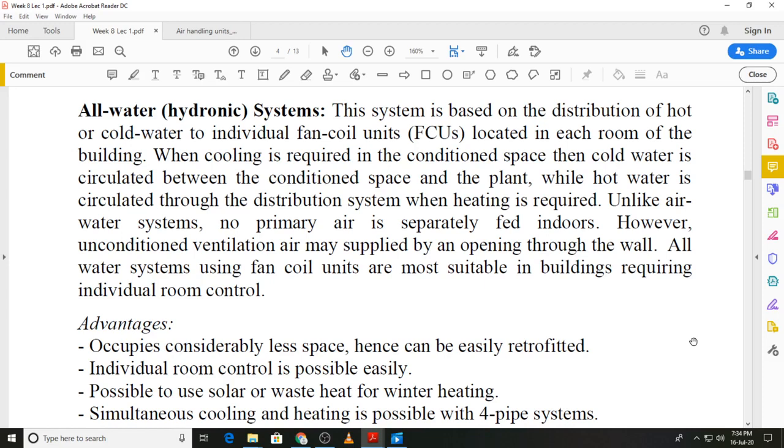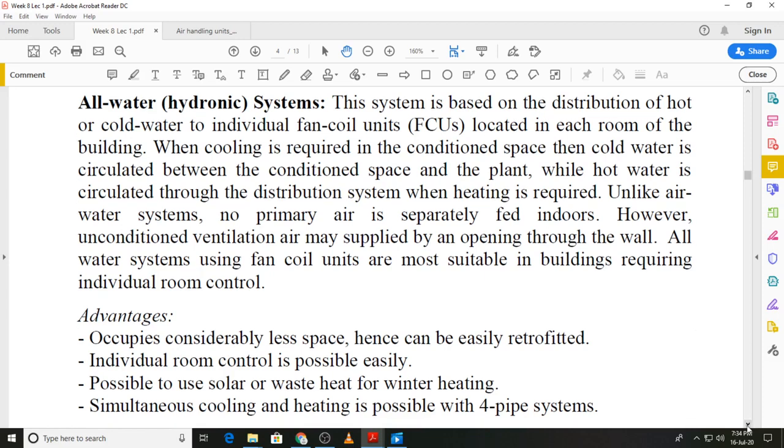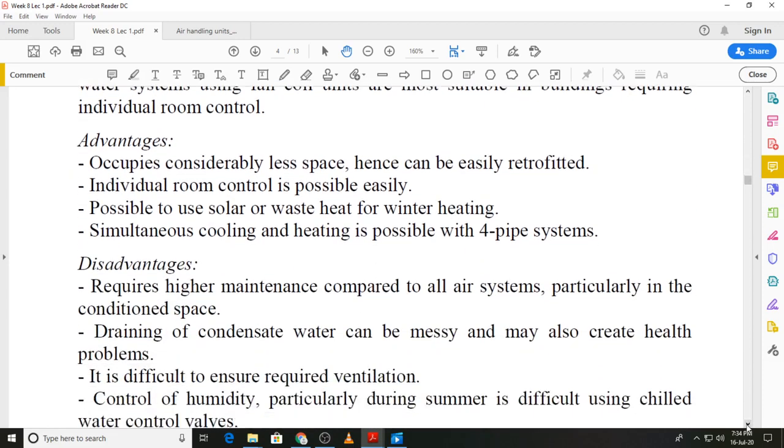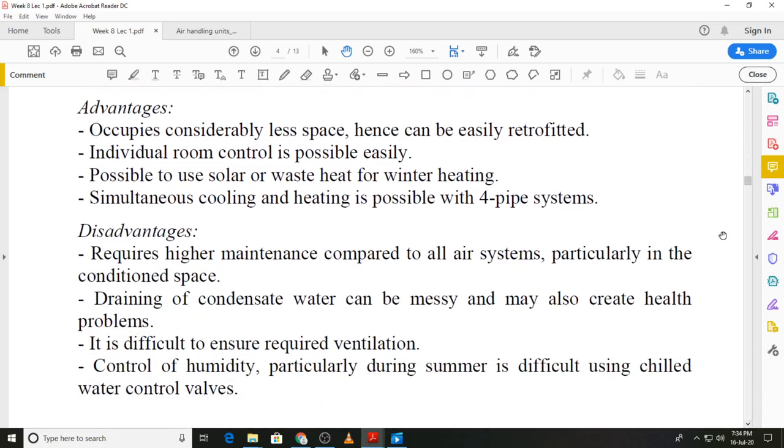The air has no role in that sense; if we require ventilation, the air will have to be supplied from outside through an opening in the wall. These would work where you just require individual room control, and again they require less space and can be easily retrofitted.